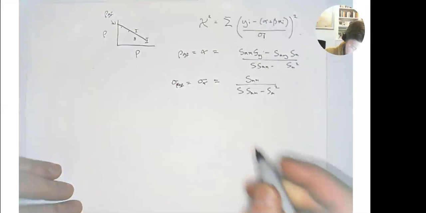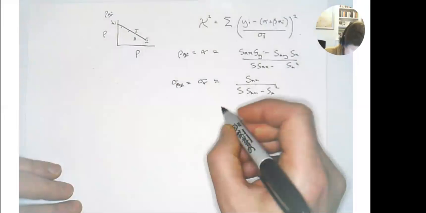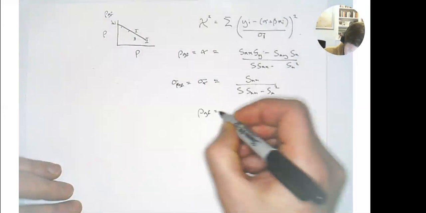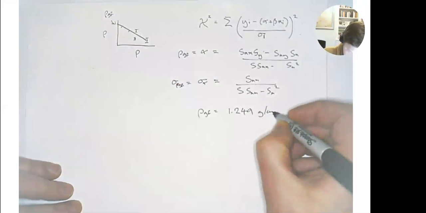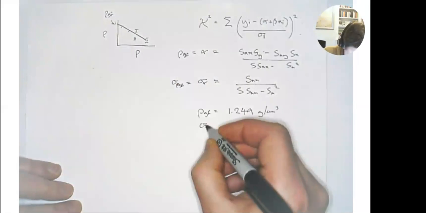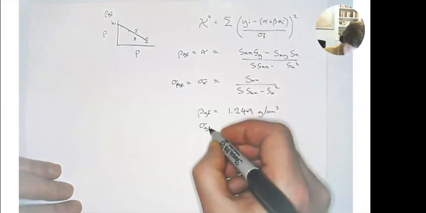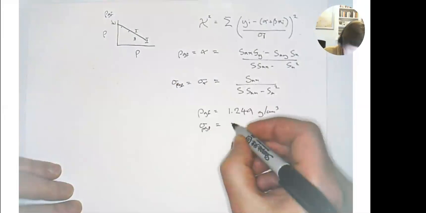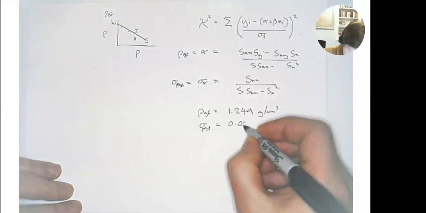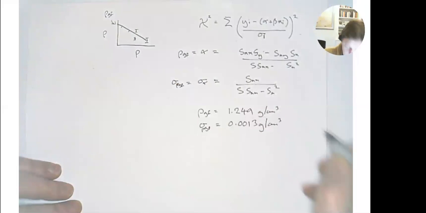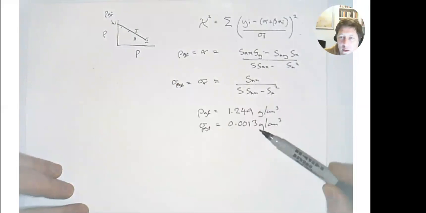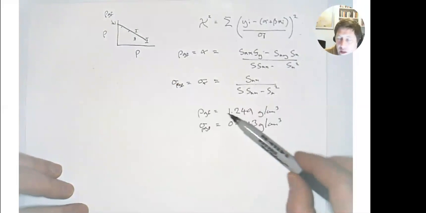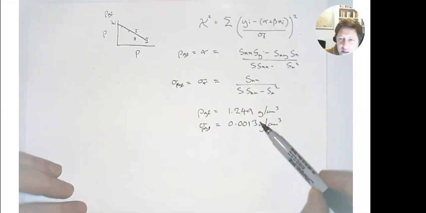So for our case, when we did that, we got values for the gas-free density of 1.249 grams per centimeter cubed, and the uncertainty in that was 0.0013 grams per centimeter cubed. So that's really useful. We've extracted from our experiment a useful parameter. We can then use that further for more analysis, and we've also got an uncertainty associated with that value.